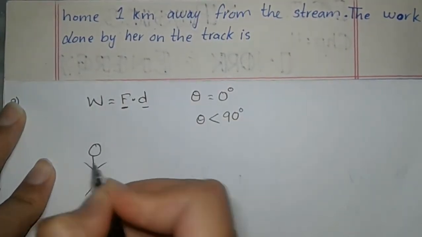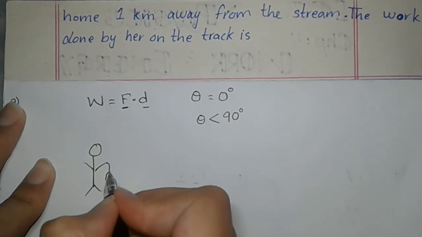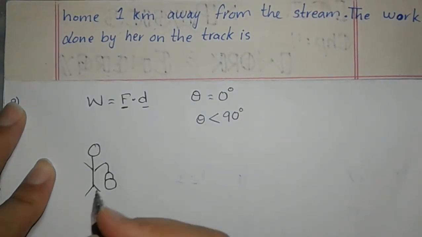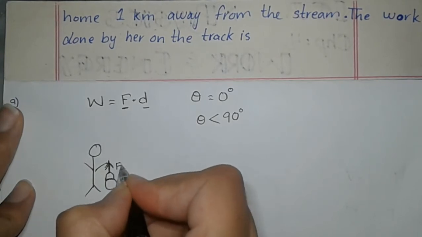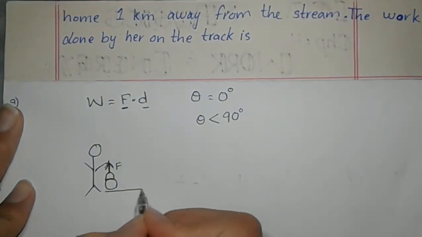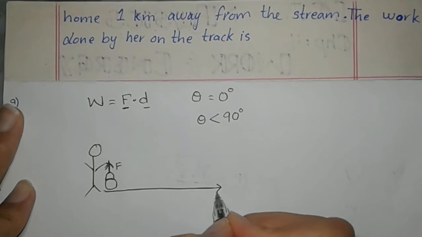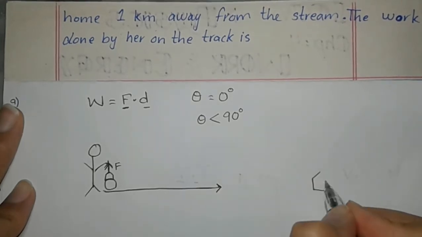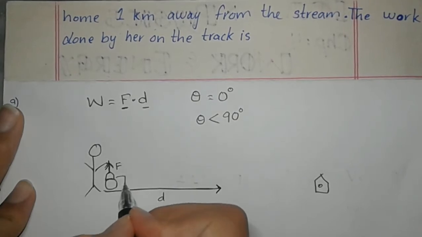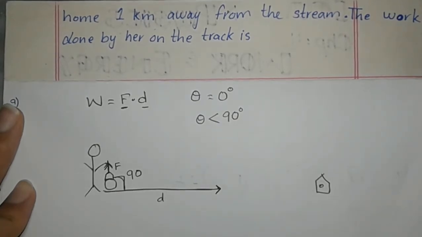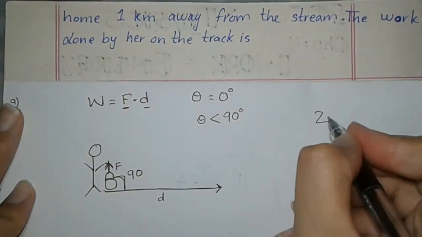So here, the girl takes a bucket of 10 kg. She has applied force in that direction on the bucket, and is carrying the bucket in that direction, like here, to her home. Like it's her home. So the force and the displacement are at 90 degree. It means that the work done will be 0 here.